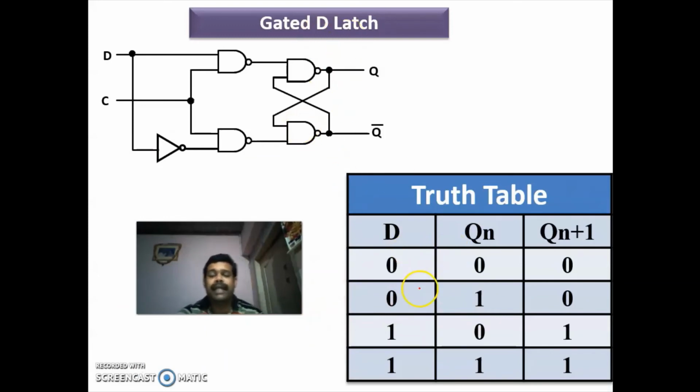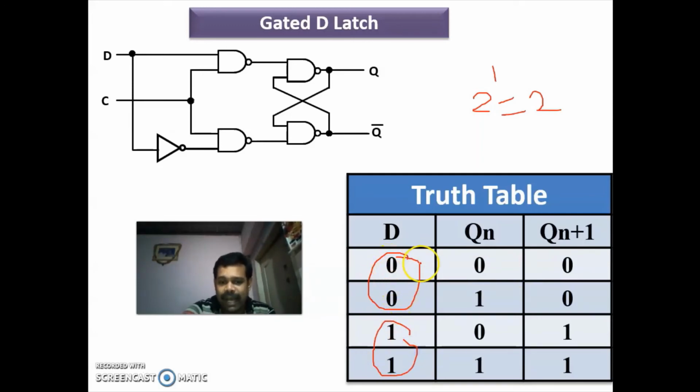Our gated latch has only one input. So one input means two combinations, 2 to the power 1 is two combinations. These two combinations can have a present state value of 0 and 1. This 0 is one combination and 1 is another combination. But the 0 can have a present state value of 0 as well as 1. Similarly, this 1 can have a present state value of 0 and 1.